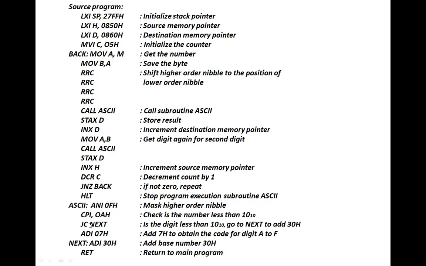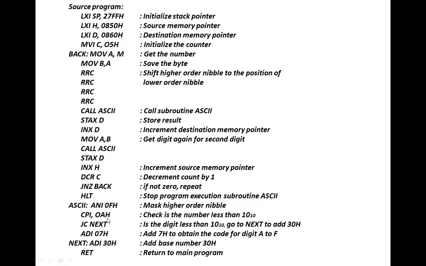So what we'll do, it will jump on carry to next. So carry will be generated and it will come to the next. And in the next, 30 will be added to that. So if the number is 1, it will become 31. If the number is 2, it will become 32. If the number is 3, it will become 33.